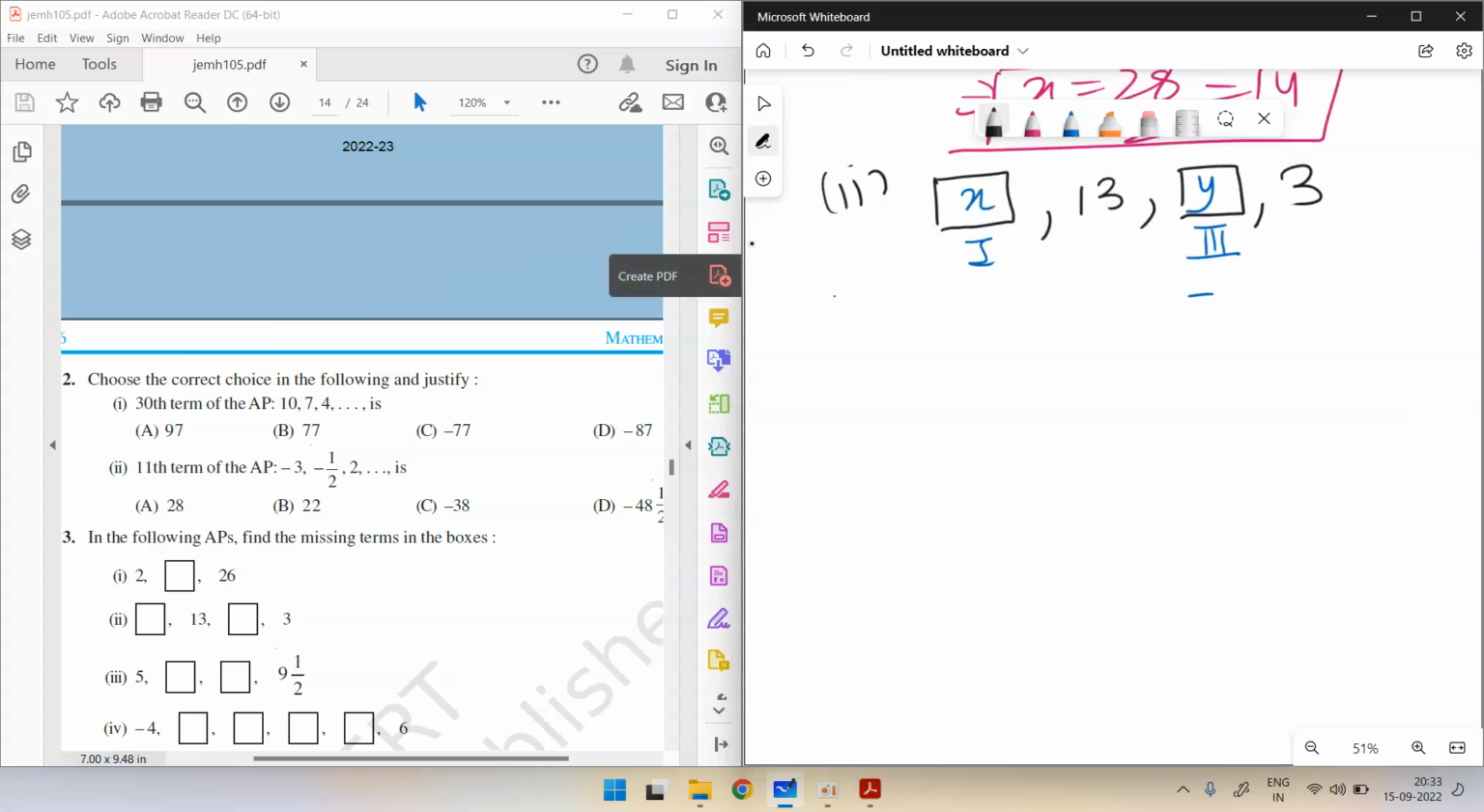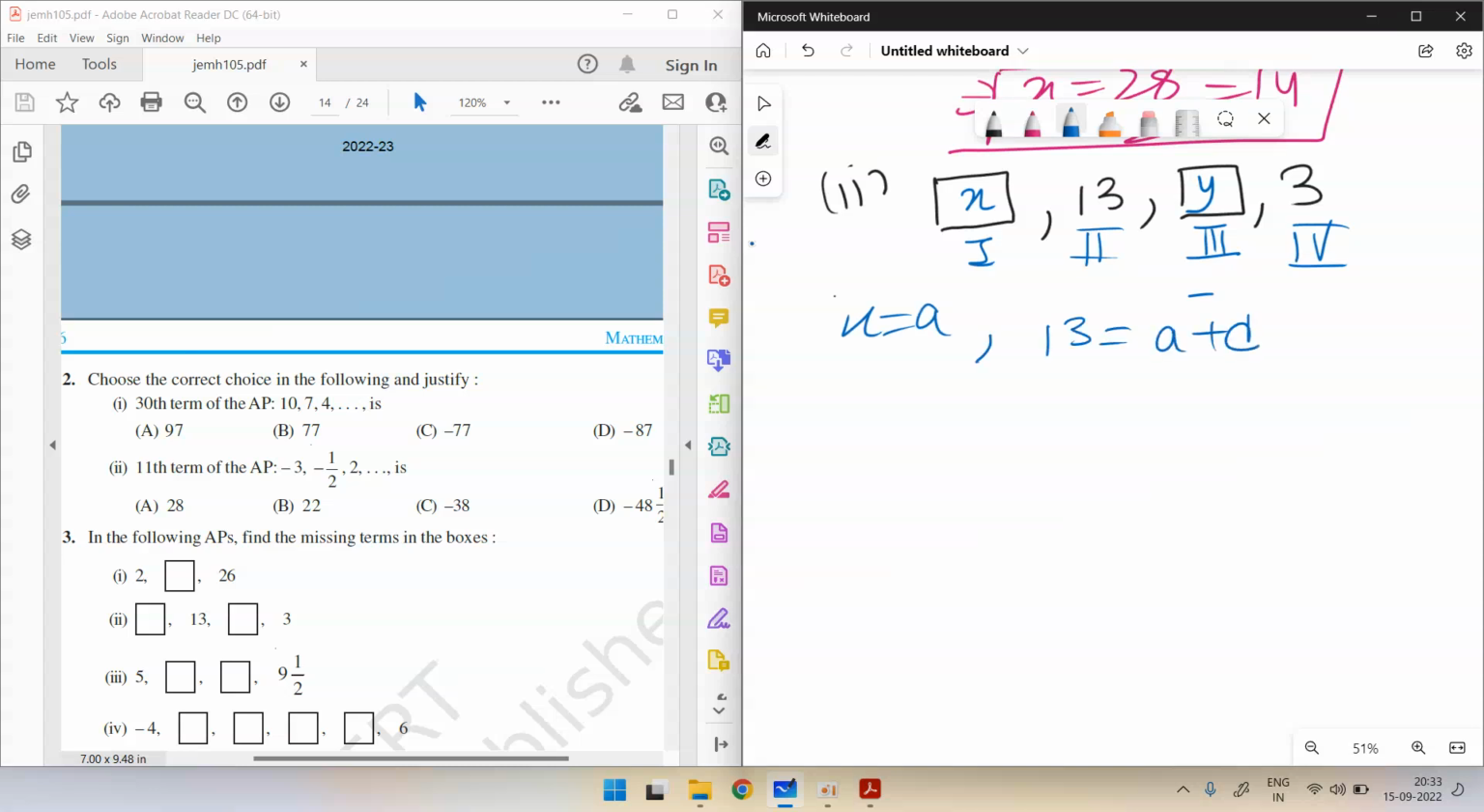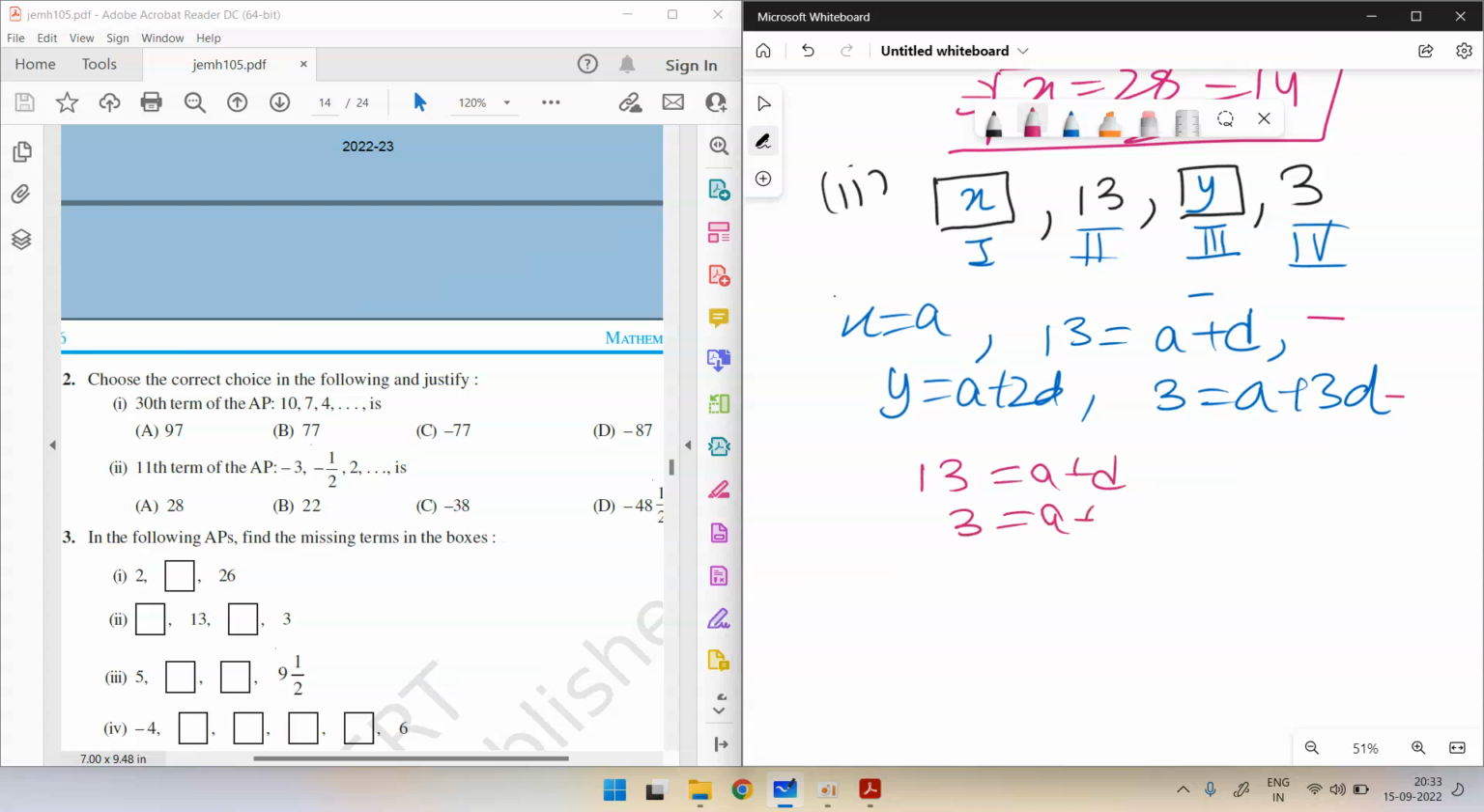This is my second term. This is my third term and my fourth term. So I can write x equal to a, and 13 equals a plus d, not 2d. I have 13 equal to a plus d, and y equals a plus 2d, and 3 equals a plus 3d. So if I subtract these two equations, I get 13 equal to a plus d, and 3 equals a plus 2d.